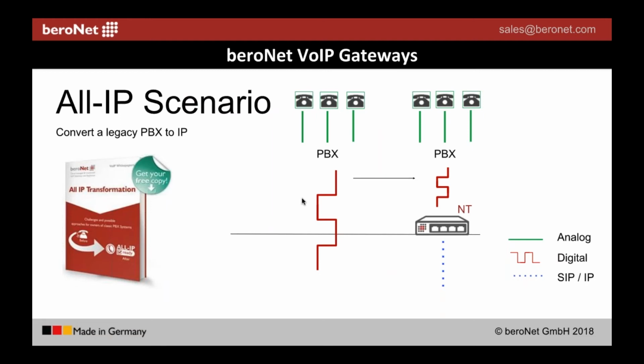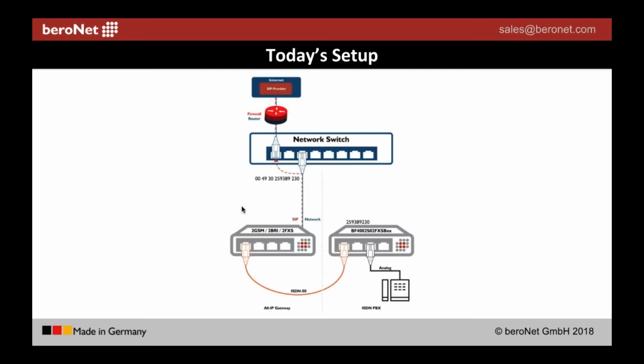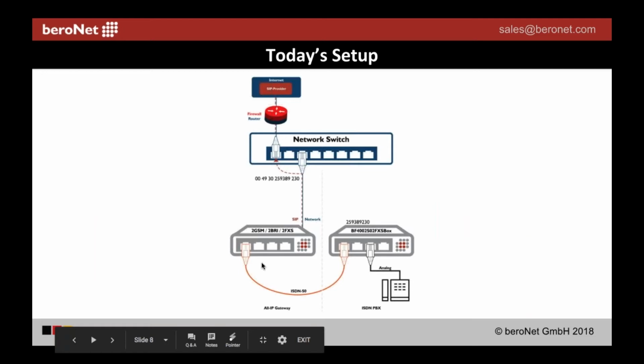Okay, and so today we are covering the all-IP scenario. This is connecting an ISDN PBX with a SIP trunk using a gateway. The scenario today is going to look a little bit like this. Sorry, it's a little bit small, but I have a network switch and then I have a gateway connected with another gateway. Now, this gateway is going to be simulating an ISDN PBX.